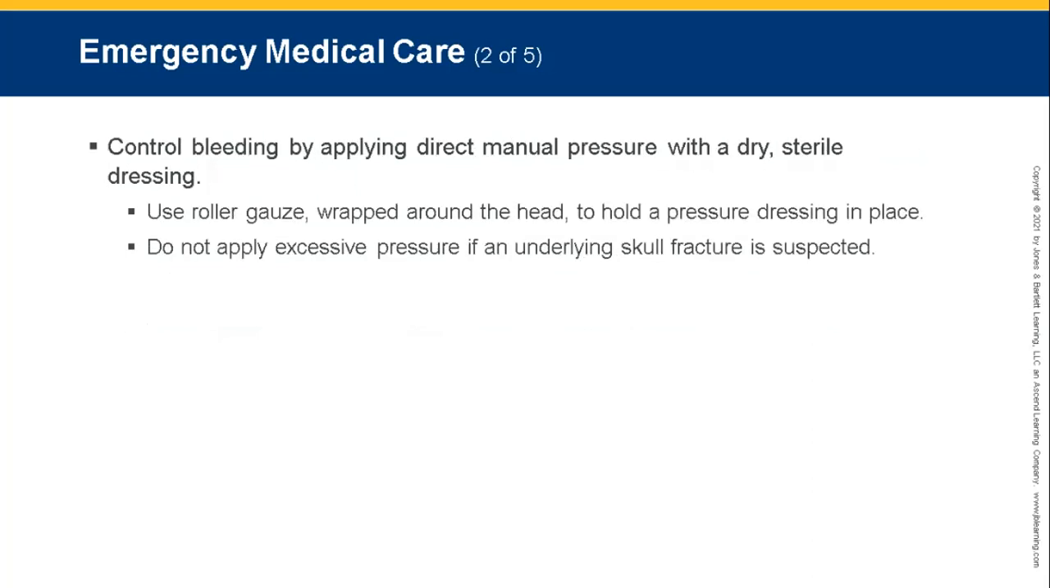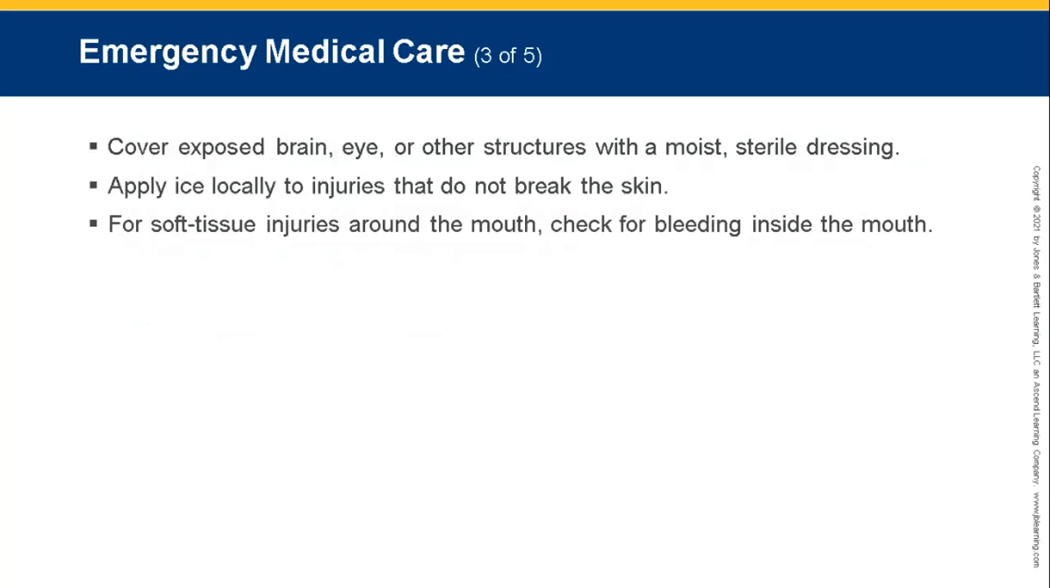Control bleeding by applying direct manual pressure with a dry, sterile dressing. Use roller gauze wrapped around the head to hold a pressure dressing in place and try not to wrap too tight. So we don't want to bandage the head too tight. We just want to bandage it enough to keep the dressing in place because there's going to be risk for swelling. Do not apply excessive pressure if an underlying skull fracture is suspected.